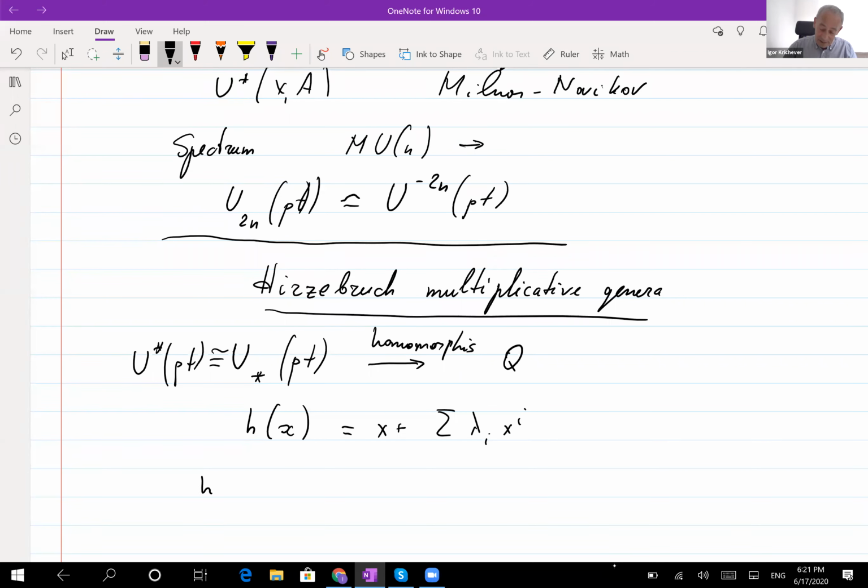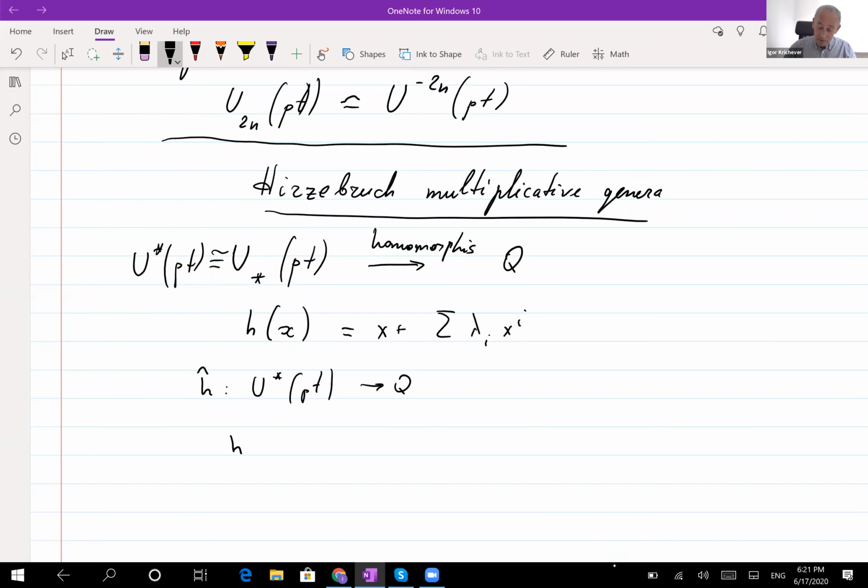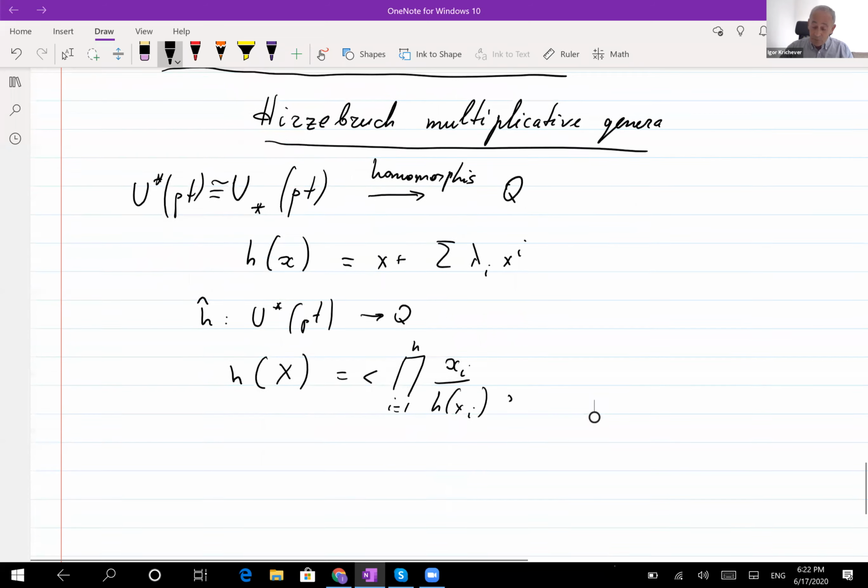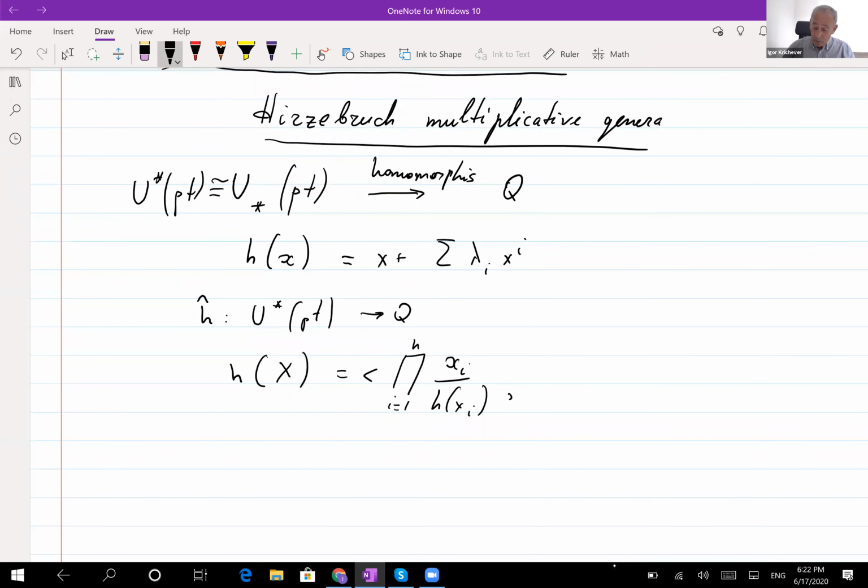And this H induces a homomorphism from U to the rational by a very simple rule. You need to compute the value of this homomorphism on some manifold. You take a product of the following expression, xi over h of xi, some symmetric combination of this formal series. This starts with one, that's why you can divide. So this is a well-defined Laurent series, formal series in xi, and it is symmetric. So this product can be expressed in terms of symmetric powers of xi.